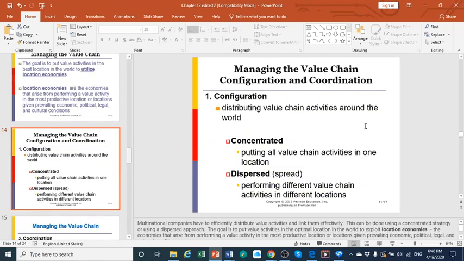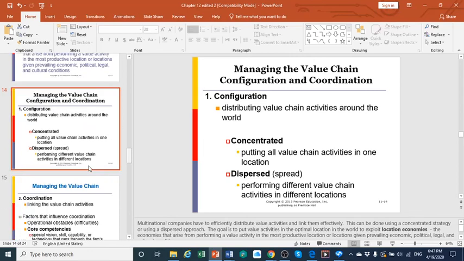Managing the value chain is usually performed through configuration and coordination. First, configuration, what does it mean? Configuration means distributing value chain activities around the world, which means that we are not concentrating our activities in one place. Concentrating means putting all value chain activities in one location. Disperse, or spread, means performing different value chain activities in different locations. So this is the meaning of configuration, either or. We concentrate or we disperse our activities in more than one location.